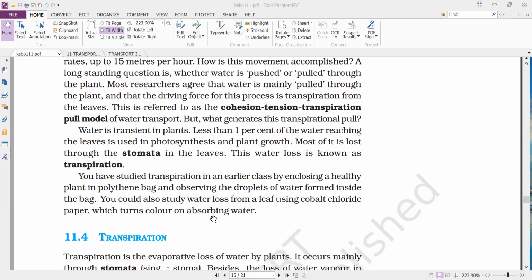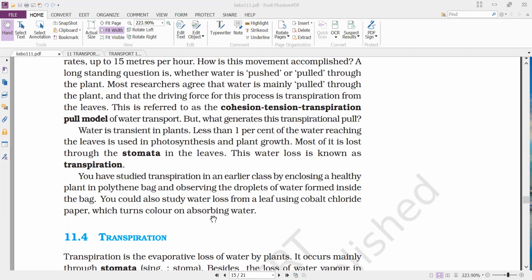These water droplets are obtained from the openings present in the leaf, that is, the stomata. The stomata are the openings present in the leaf. Through the stomata, the plant loses water in the form of water vapor, and this phenomenon we call transpiration.